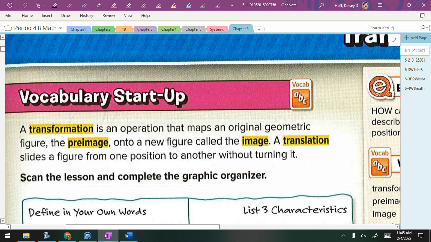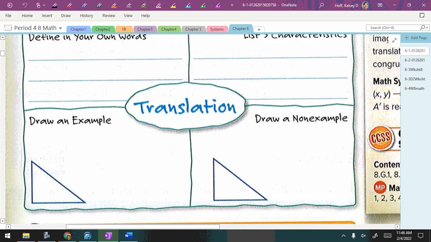A translation slides a figure from one position to another without turning it. So if I was pointed towards Mrs. Weiss's room, you could translate right or left, up or down, and I'm still pointing the same direction. There's no turning my arm. Follow me? So it's going to be looking the same direction. All right, flip the page.